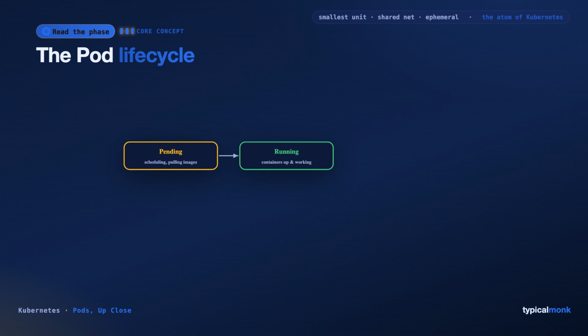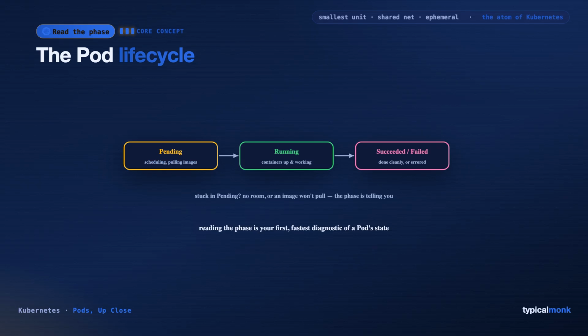Once the containers are pulled and started, the pod enters the running phase and it is healthy. It is up. Its containers are executing, and it is doing its job. This is the healthy, steady state you want your application pods to be in. For a long-running service like a web server, running is where it should sit essentially forever, serving traffic. Seeing running tells you the pod is alive and working.